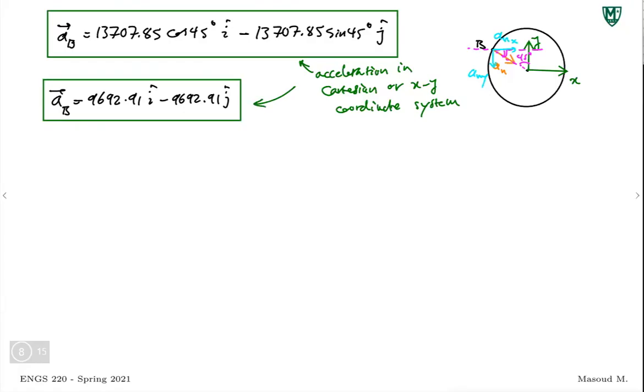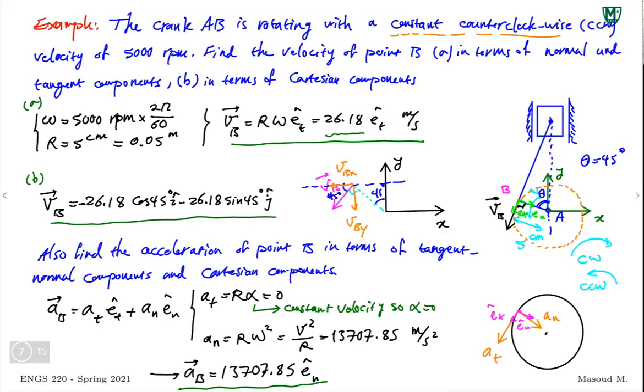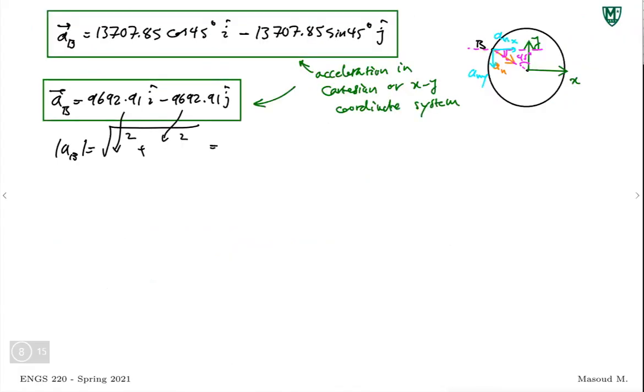The magnitude is the same. If you want to find the magnitude of this, you say AB is equal to the square root of whatever this one squared plus whatever this one squared. The magnitude of this should be the same as the magnitude of this one. And the magnitude of this one is just that, 13707.85 meter per second squared. You should not forget to put the unit here, meter per second squared. So the magnitudes are the same.